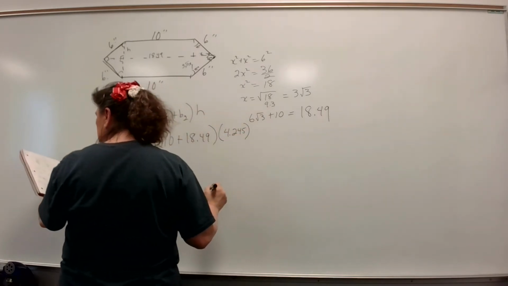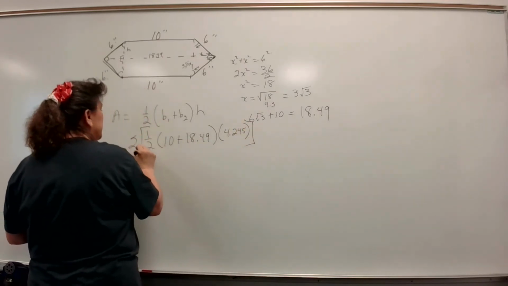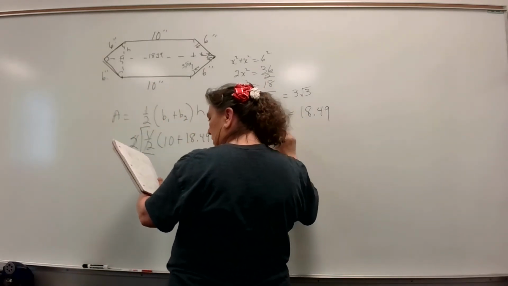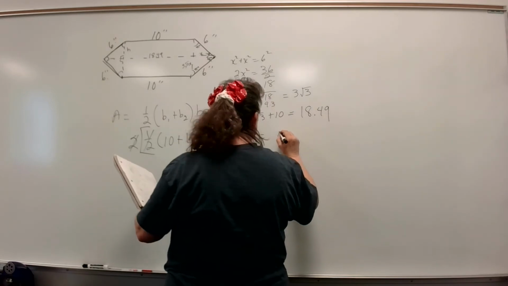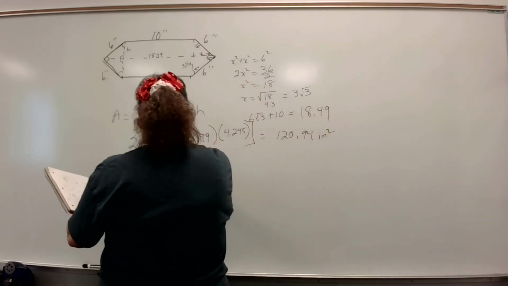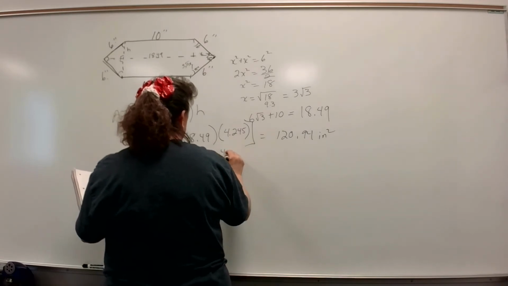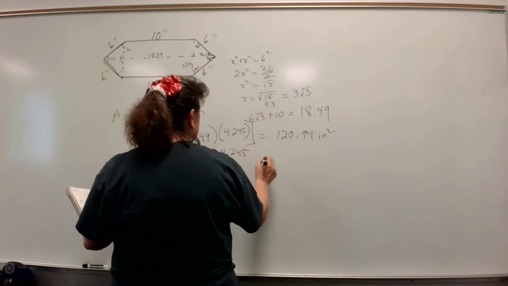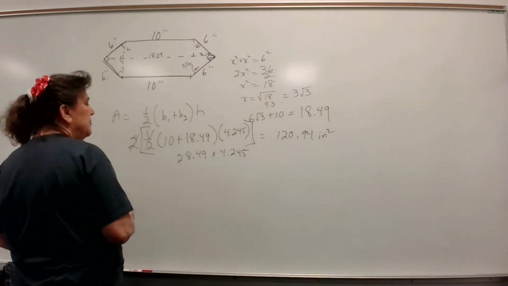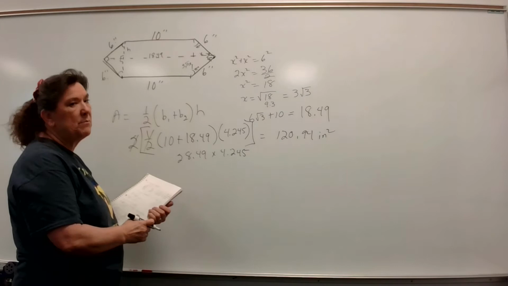So you see it gets a little sticky here. And there are 2 of these trapezoids. That's for one trapezoid, so there are 2. That's going to cancel, and we are going to end up with 120.94 square inches, because this is going to be 28.49 times 4.245, which is going to equal 120.94 square inches. And that's doing it as two trapezoids.